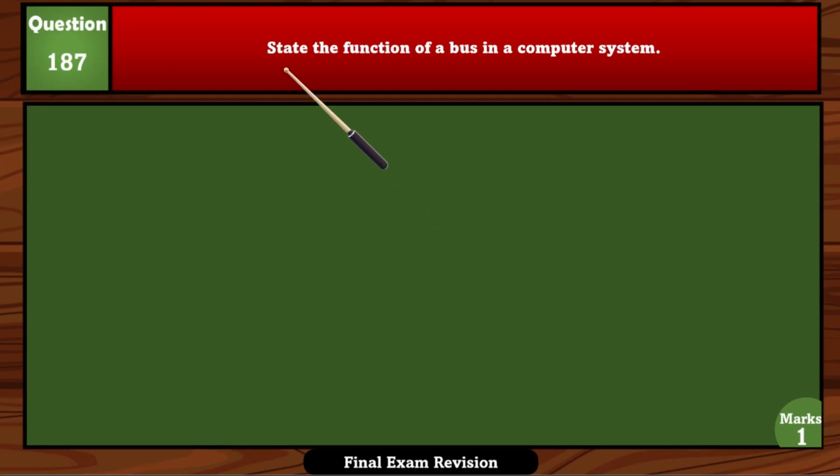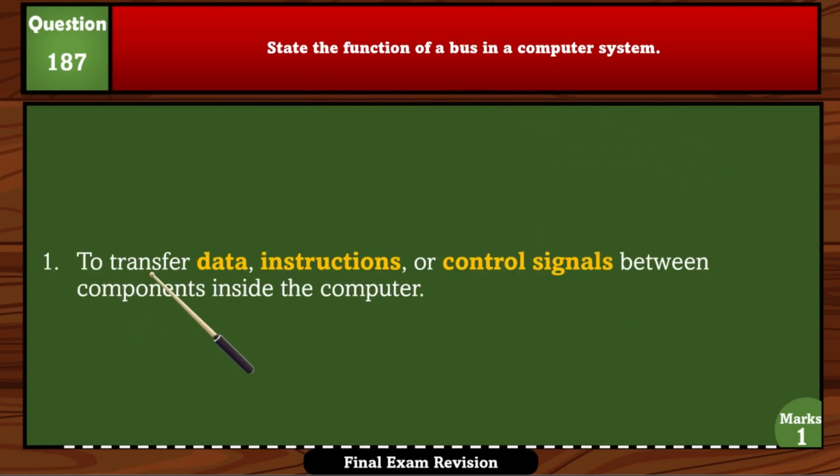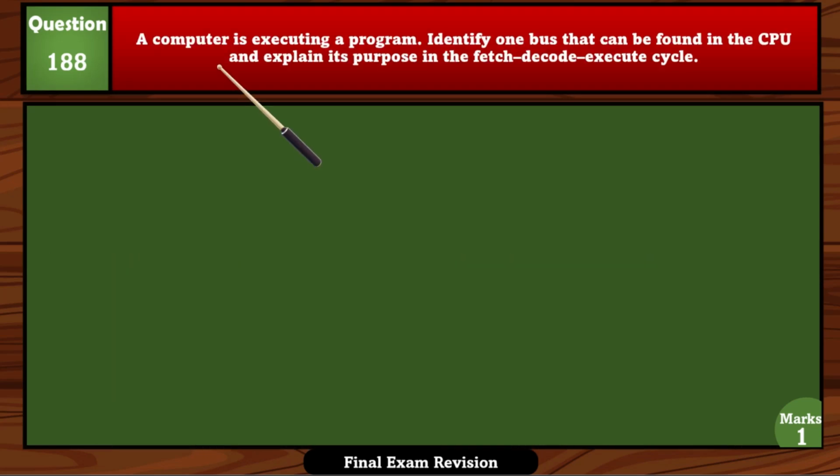Buses. Question 187, state the function of a bus in a computer system. So the function of a bus is to transfer data, instructions, or control signals between components inside the computer. Question 188, a computer is executing a program. Identify one bus that can be found in the CPU and explain its purpose in the fetch, decode, execute cycle.